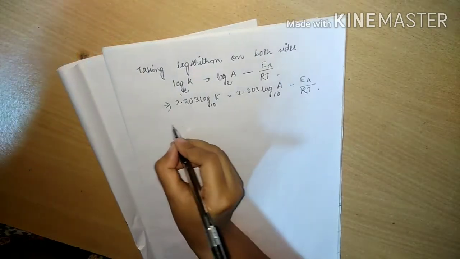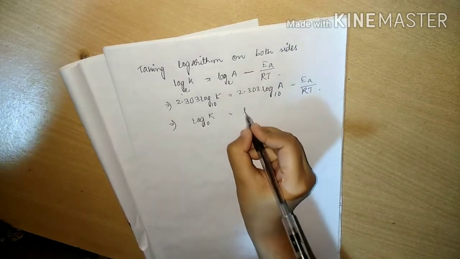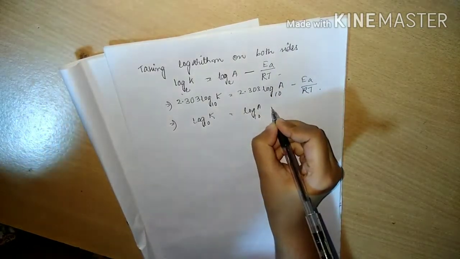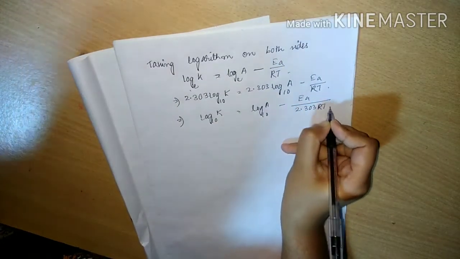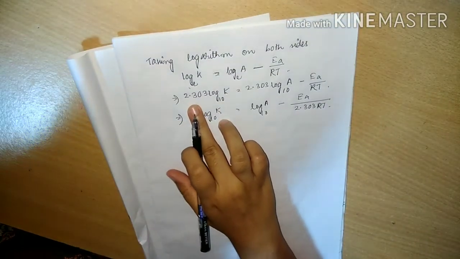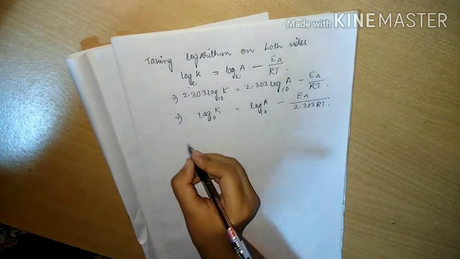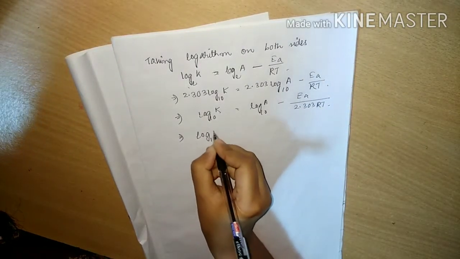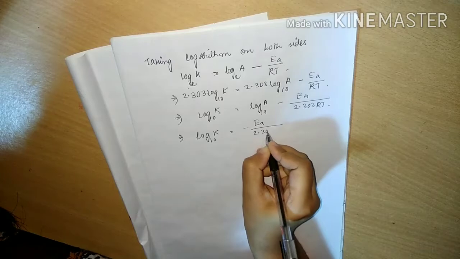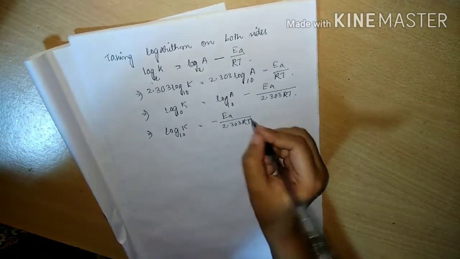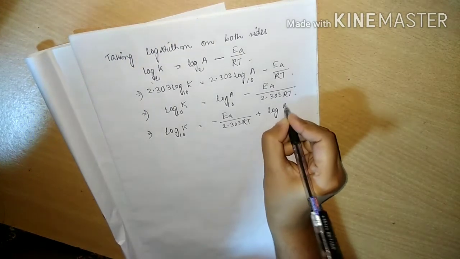After taking this, we get log K base 10 equals log A base 10 minus EA by 2.303 RT, because we take 2.303 as common. It moves from here and comes under this, like this. Then we get log of base 10 K equals minus EA by 2.303 RT plus log A base 10.